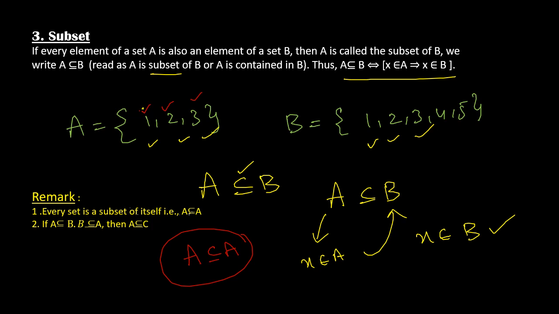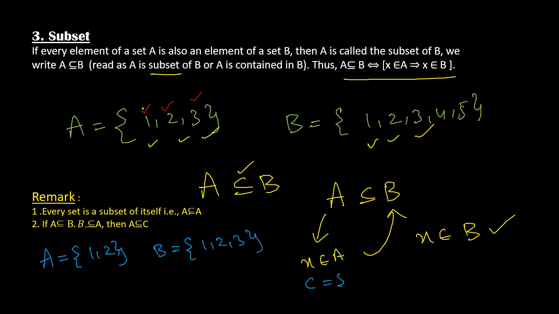And B is a subset of A. So what I can say, A is also a subset of C. Agree? Let me give one example so that you can understand easily. Let me take A as {1, 2}, B as {1, 2, 3}, and C as {1, 2, 3, 4}. Agree? Now try to look at this screen.